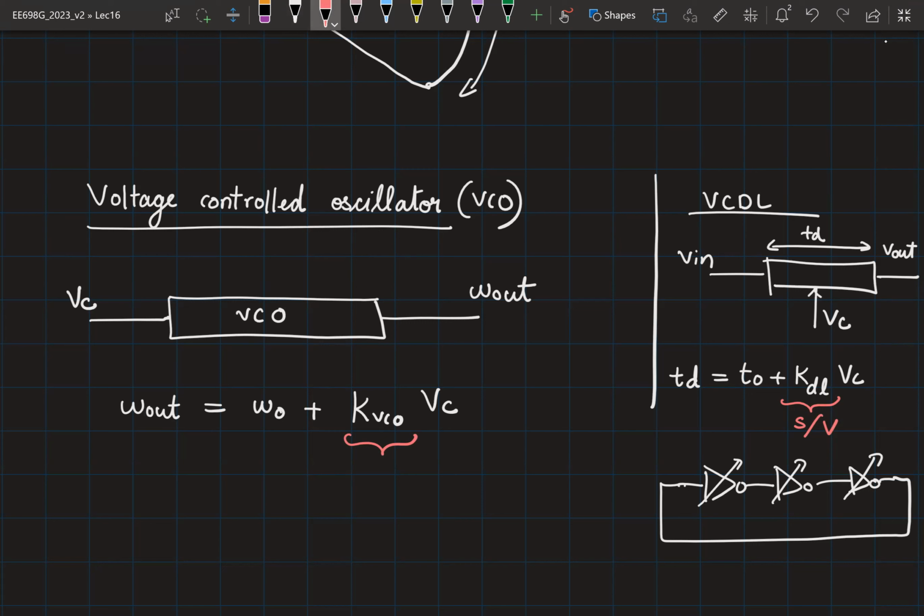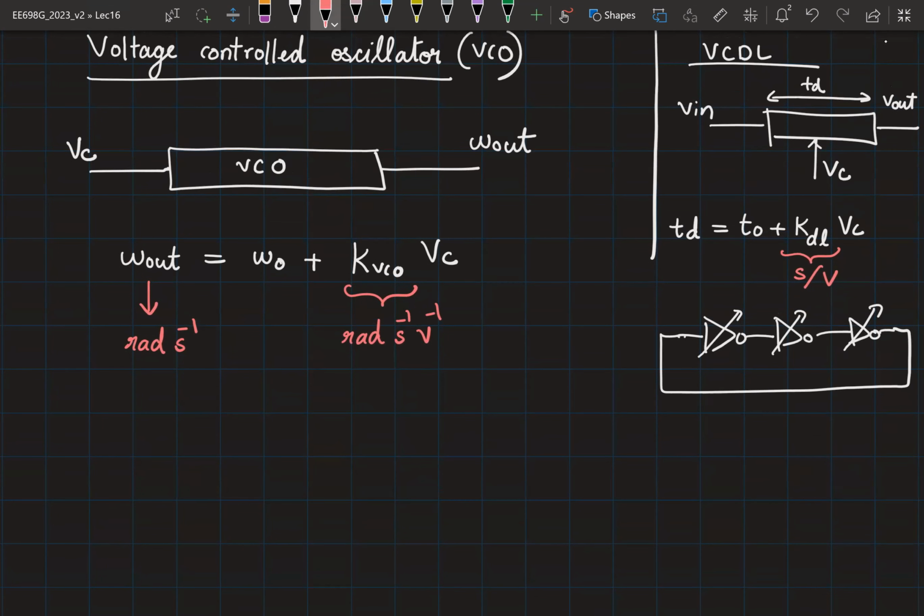Radian per volt. Everybody agrees? Okay. What is the unit of omega out? This is radian per second. Now what should be the unit of KVCO? It should be radian per second per volt. Okay. Now, if you had missed out the per second, it is now dimensionally inconsistent. That is a problem.